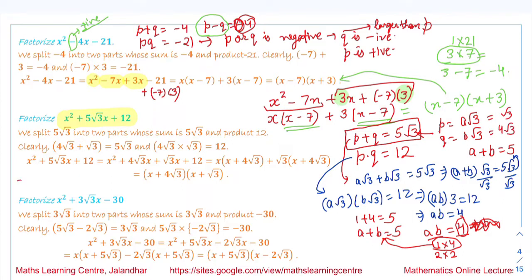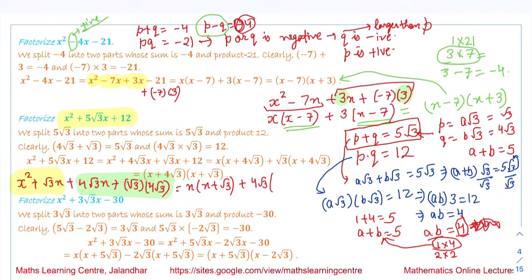So we write this term as x square plus root 3x plus 4 root 3x plus 12. We can write 12 as root 3 into 4 root 3. Now when we group these terms, these two are grouped and these two terms are grouped. So when we take x common from the first two terms, we get x into x plus root 3. Then next we take 4 root 3 common from the second part and we are left with x plus root 3.